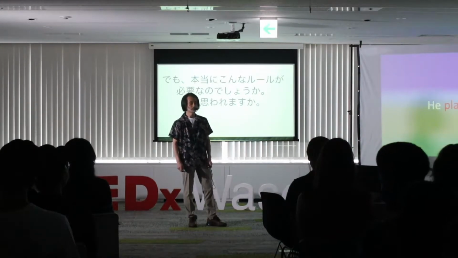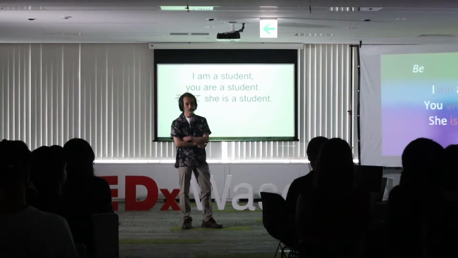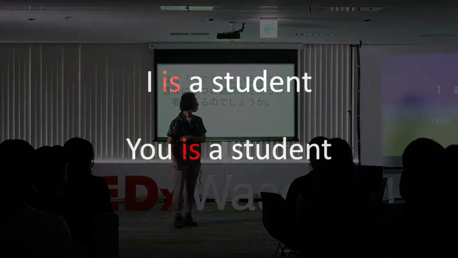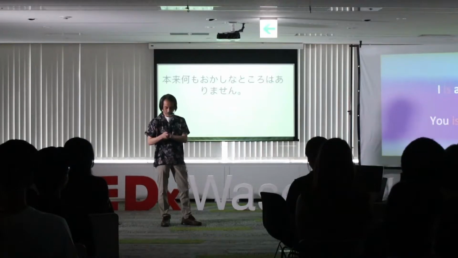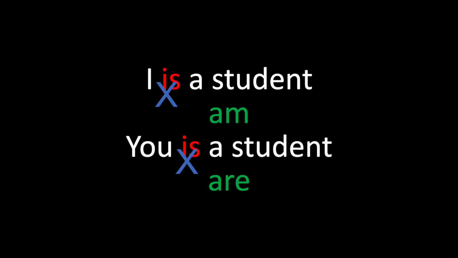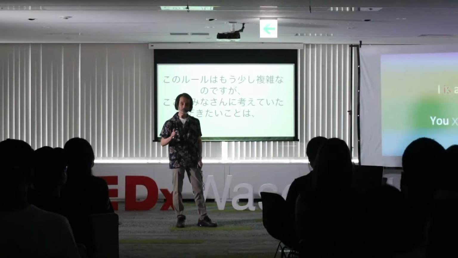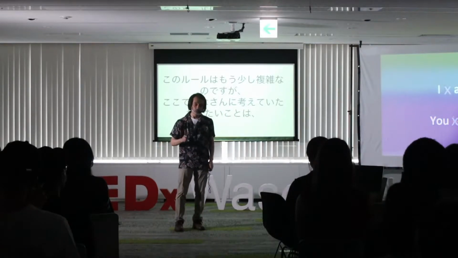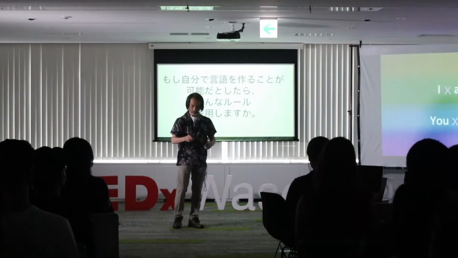Think about it. Now, when it comes to the verb be, the situation is even worse. I am a student, you are a student, she is a student. Why do we have to use three different forms for a single idea? What's wrong with I is a student or you is a student? Nothing. But again, the grammar of English requires us to use am for the subject I and are for the subject you. The real rule is a little bit more complicated than this. But the point is, if you were to design a language, would you make a rule like this? If yes, what for?